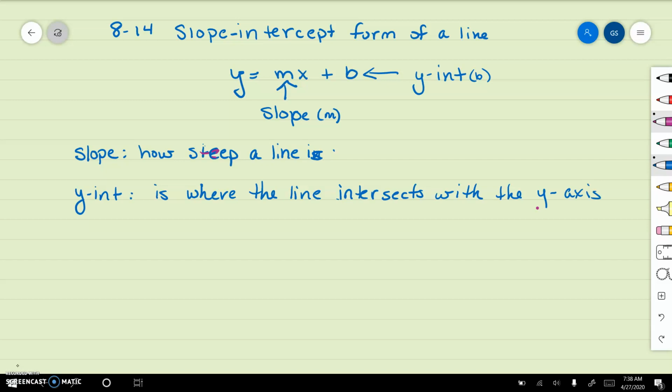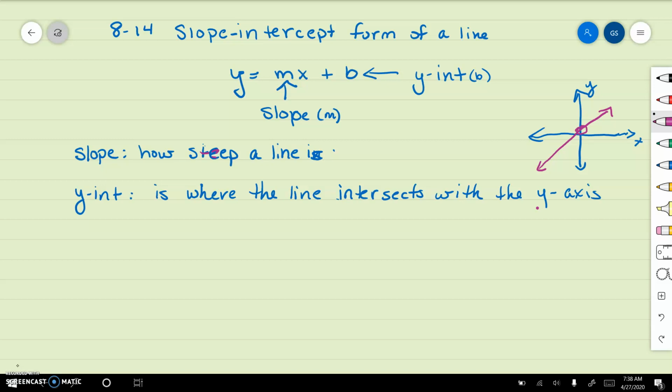Okay, so here's your x-axis, here's your y-axis. Okay, if I drew a line like this, it should be straighter, but my y-intercept would be right here. It's where the line goes through the y-axis.